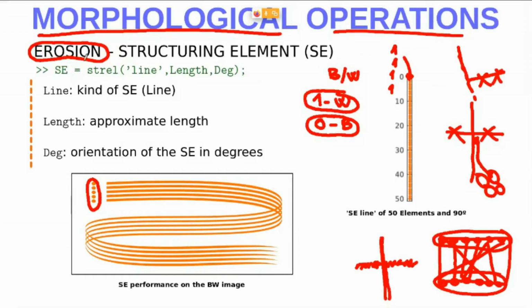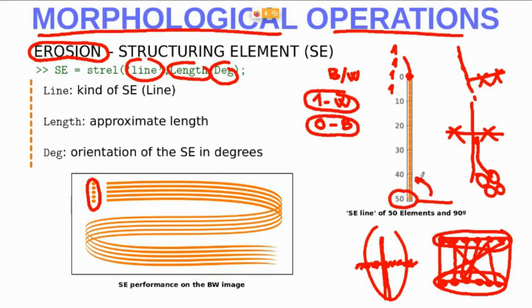So we generate this structuring element. This structuring element can be a circle in order to detect round elements on an image. It could be a rectangle, a square, any figure that you can imagine, okay? But what am I going to detect? I'm going to detect vertical lines. So obviously, my structuring element, the element that will run all along my picture, will be a line with some specific length, okay? It will be 50 elements, and it will be 90 degrees. So that means 90 degrees. If I wanted to detect a horizontal line, this would be 0 degrees. That's the idea, okay? How does the erosion work?